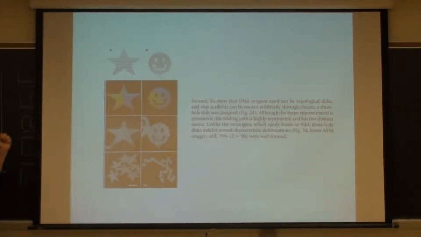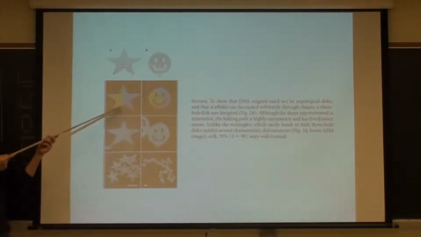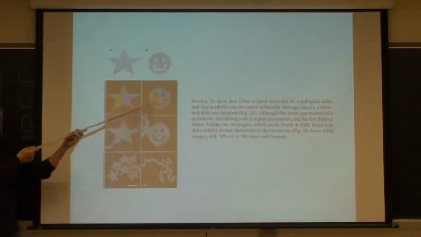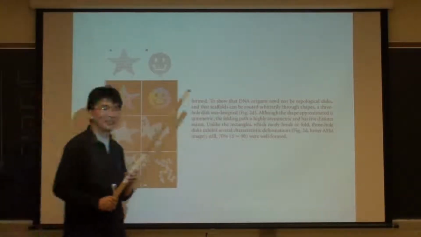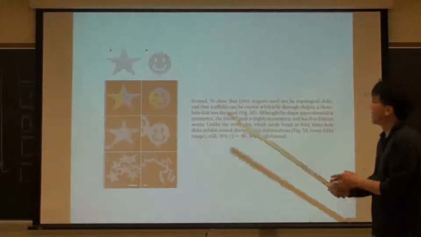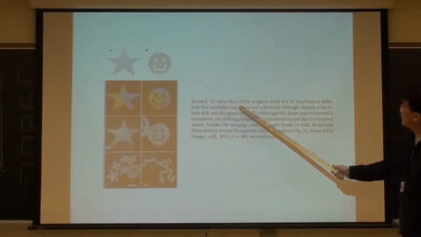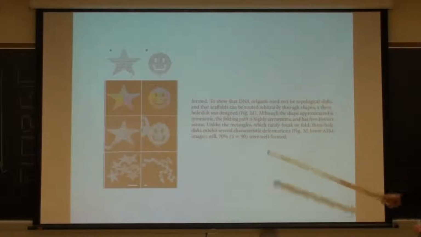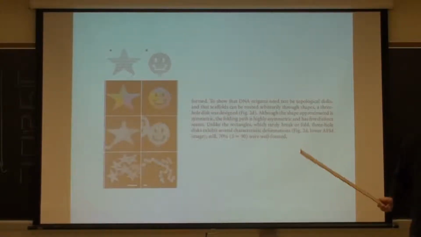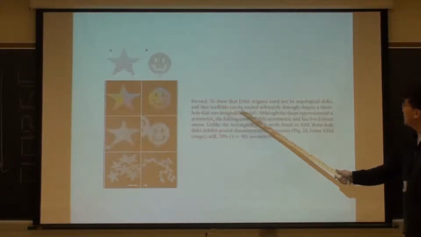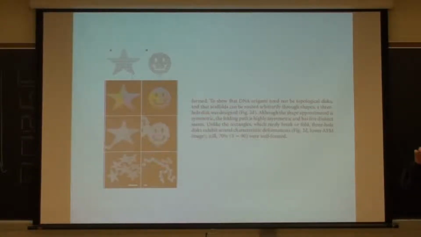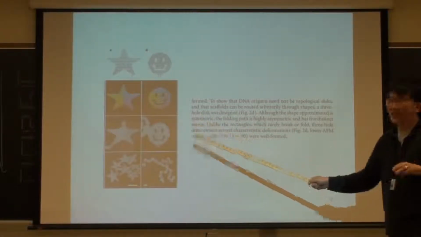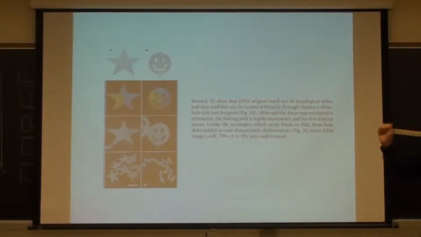Okay, and so these are 2 subpanels from the paper. You know what that is? Star. And what is this? Wrong. In the paper, you cannot find that expression. He wants to show that DNA origami need not be a topological disk, meaning that you can also have holes. A 3-hole disk was the design. So the official name for this structure is a disk with 3 holes.